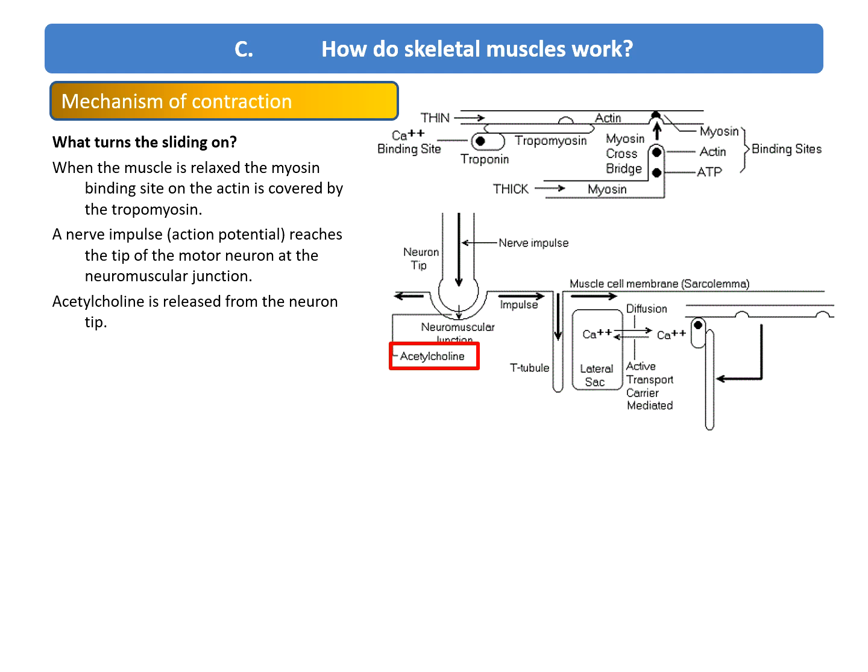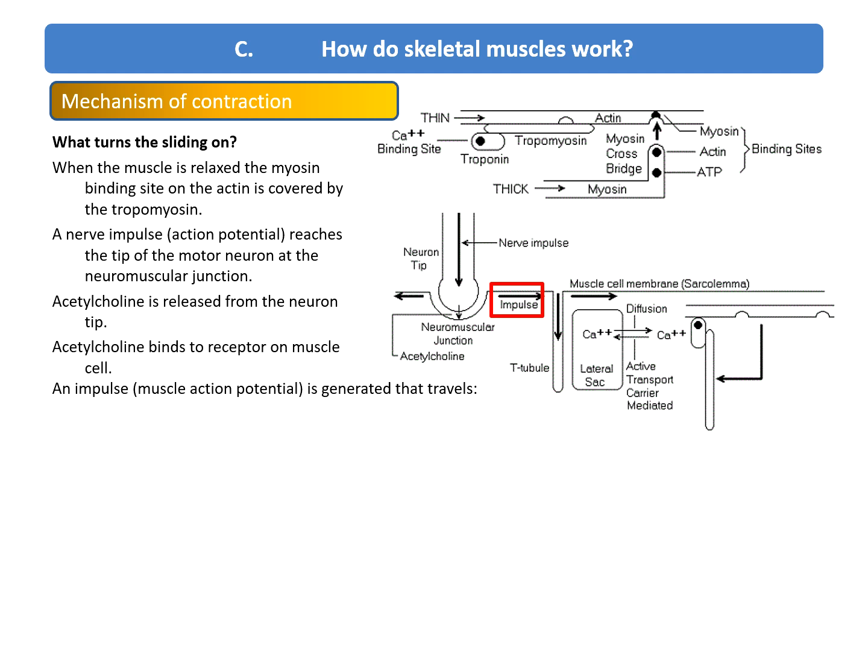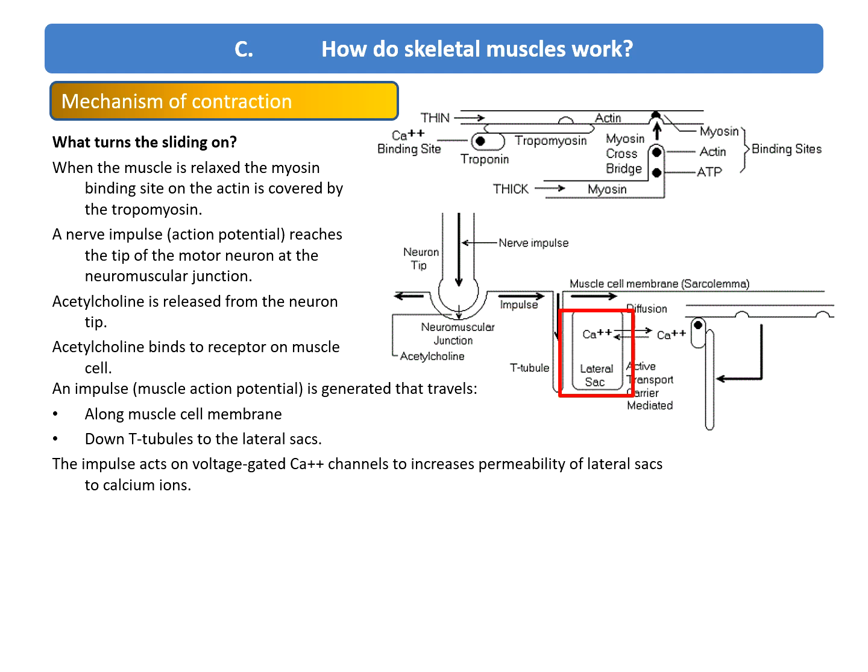Now what we have here is cell communication. The nerve cell is communicating chemically with the muscle cell. The acetylcholine binds to receptors on the muscle cell, and a muscle cell potential is generated. The impulse travels down the membrane of the muscle cell, and it travels down the T-tubule into the interior of the muscle cell. The impulse acts on voltage-gated calcium channels to increase permeability of the lateral sacs for calcium ions.